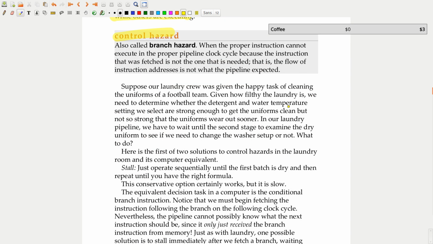So going back to the laundry example, suppose our laundry crew was given the happy task of cleaning the uniforms of the football team. Given how filthy the laundry is, we need to determine whether the detergent and water temperature setting we select are strong enough to get the uniforms clean, but not so strong that the uniforms wear out sooner. In the laundry pipeline, we have to wait until the second stage to examine the dry uniform to see if we need to change the washer setup or not. So what do we do?